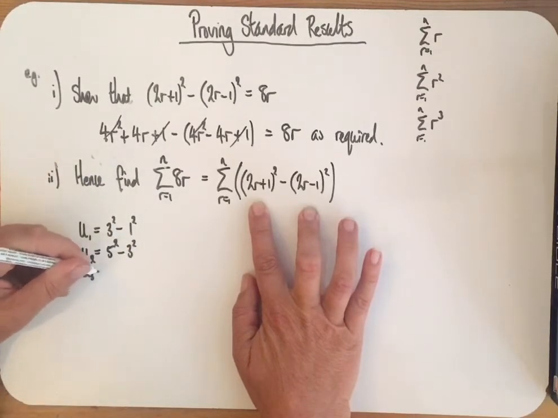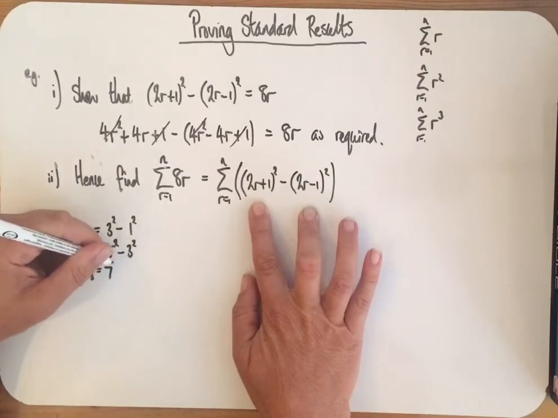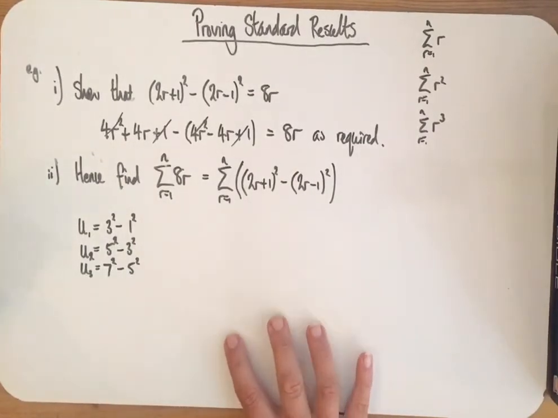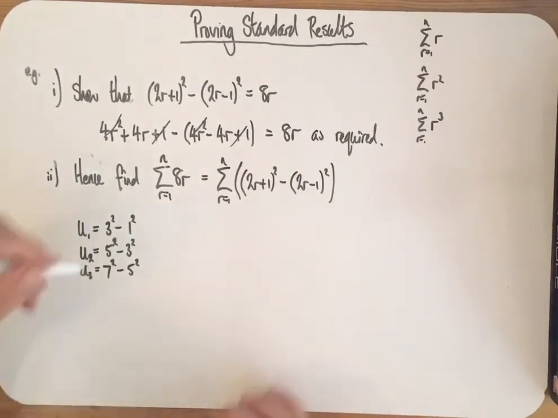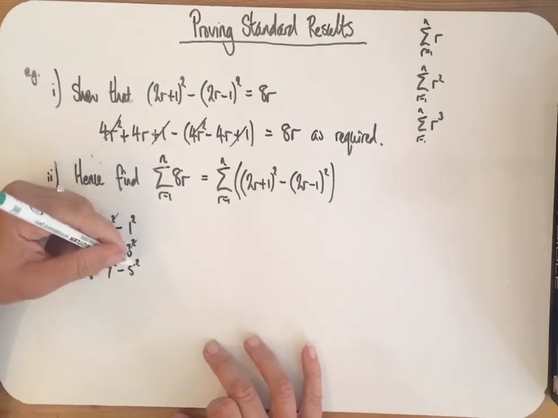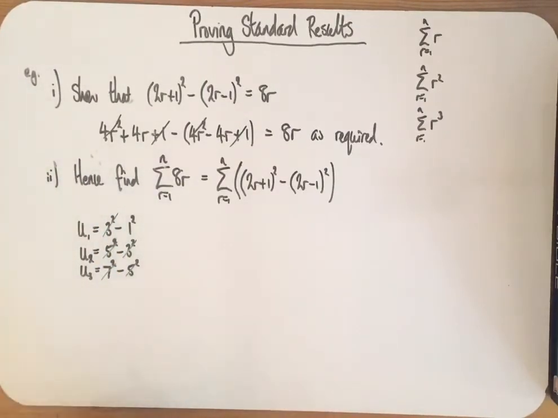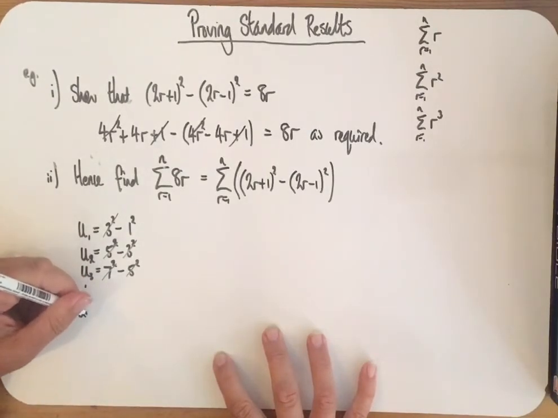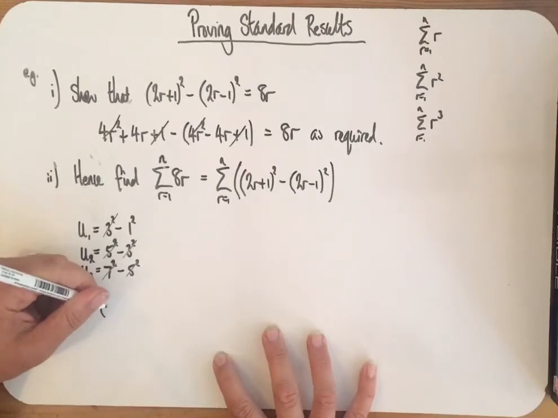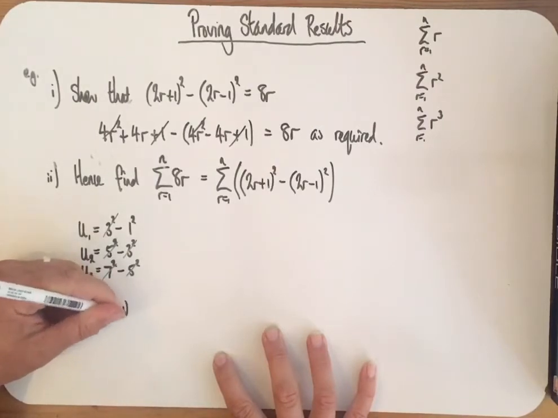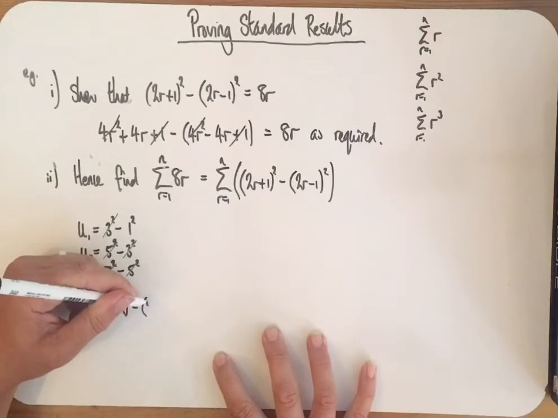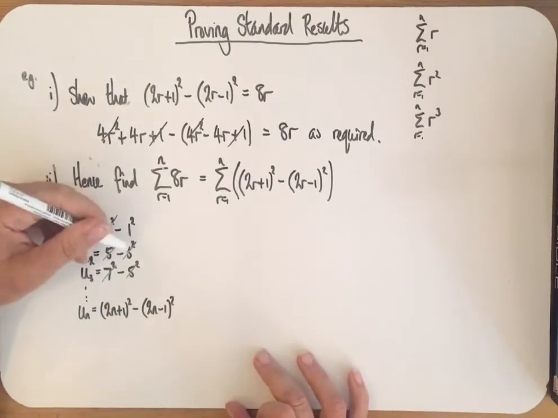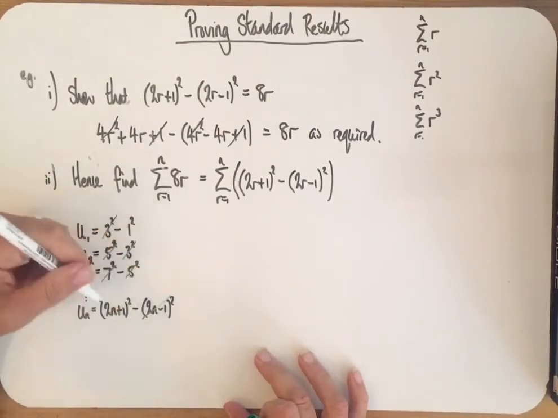You may want to do one more. Third term is 7 squared minus 5 squared, etc. So we're cancelling down like this. So I just really need the last term in there. So the nth term, 2n plus 1 squared minus 2n minus 1 squared. So cancel, cancel, cancel. That's going to go with that one there.